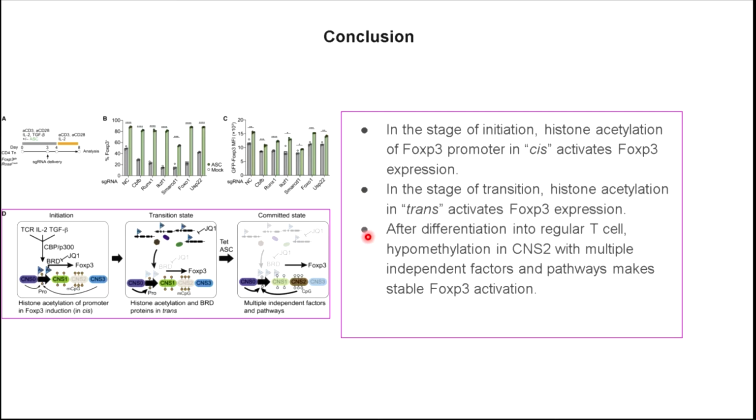After differentiation into regular T cell, hypomethylation in CNS2 with multiple independent factors and pathways make stable Foxp3 activation. In this stage, they used anti-Treg cells with in vivo model, and they used ASC-treated anti-Treg cells with in vitro model. However, they mentioned their limitation that these two models may have considerable differences, but they used in vitro model. So this study should be verified using in vivo model.